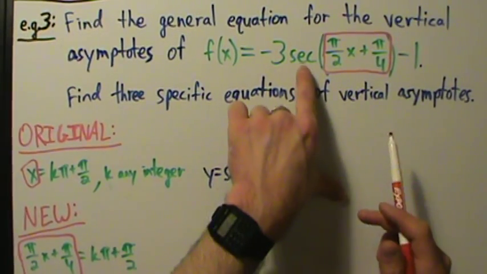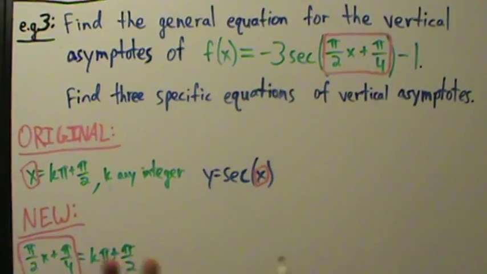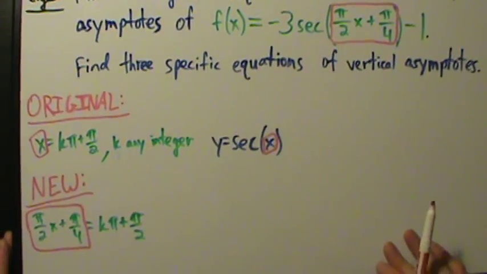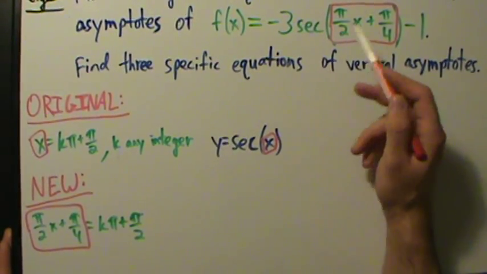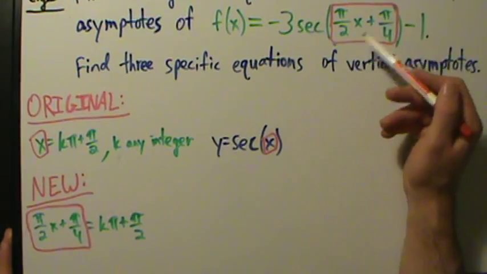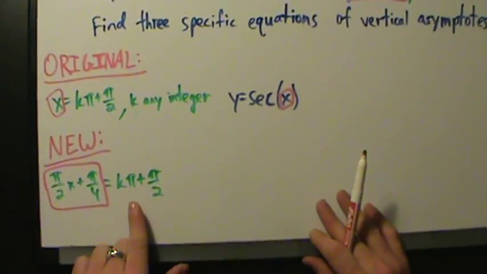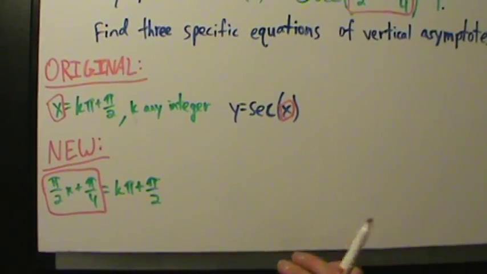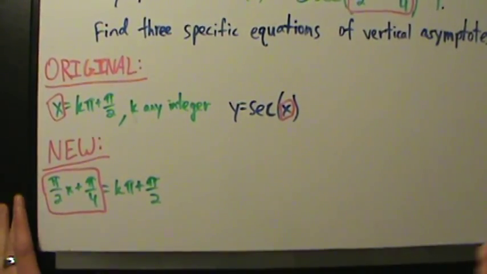So actually, if this were a tangent, absolutely nothing would change. It would be exactly the same thing, because again, tangent and secant have the exact same vertical asymptotes. But anyway, we have to pay attention to the trig function and what's inside of it. So take the entire expression inside of the secant, set it equal to k pi plus pi over 2. Once we've done that, the next thing we do is solve for x. You're going to have an answer in terms of k.